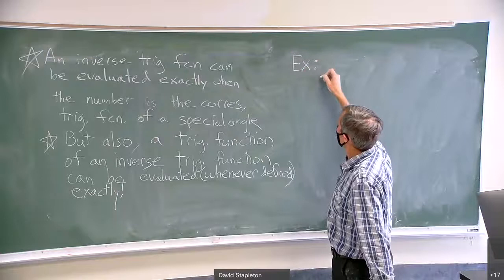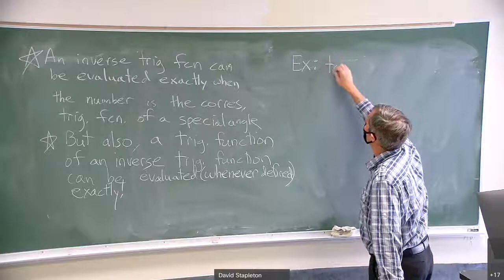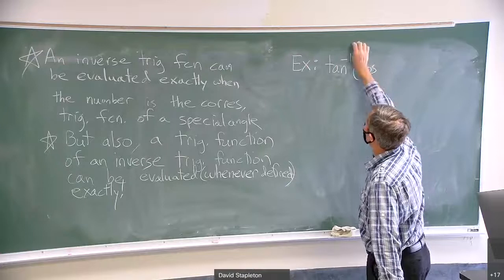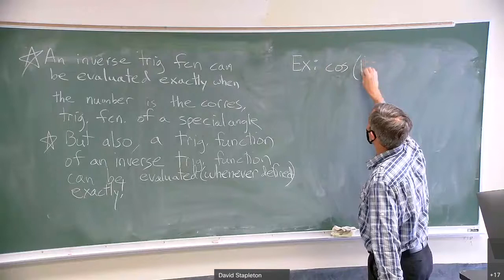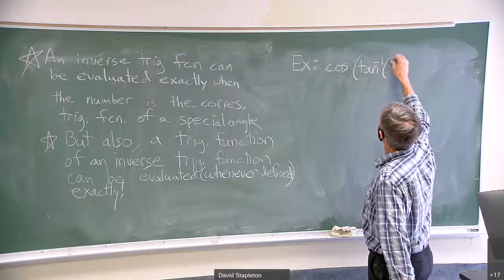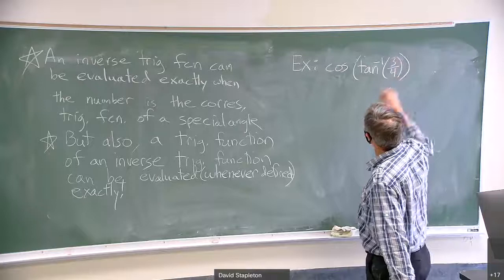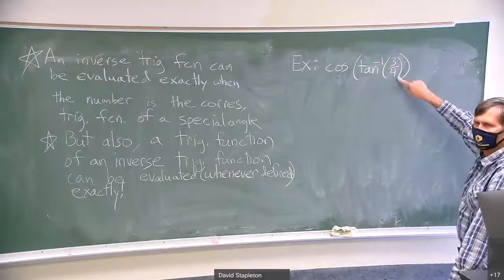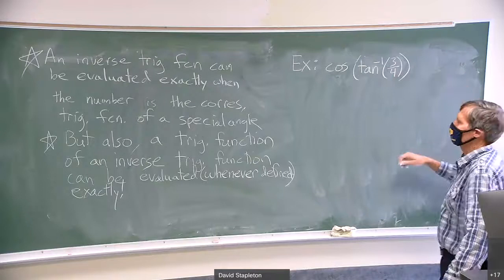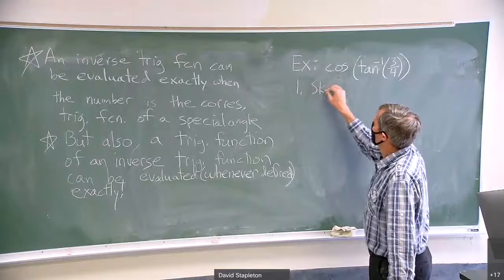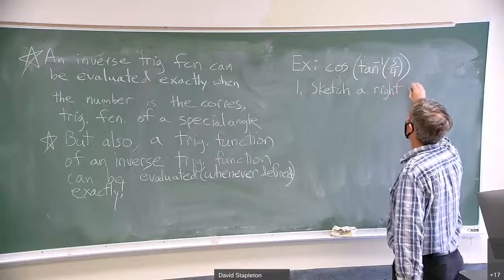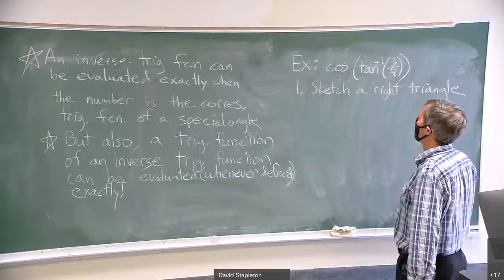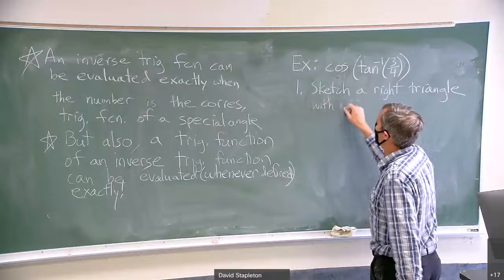Suppose I wanted to find the cosine of the inverse tangent of 3/4. What could that be? 3/4 doesn't come from a special angle, right? It's not the tangent of any special angle, so it looks like maybe I can't do it. But here's what you do. It's a three-step method. One, you sketch a right triangle with theta equal to the inverse trig function you see. Whatever it is.